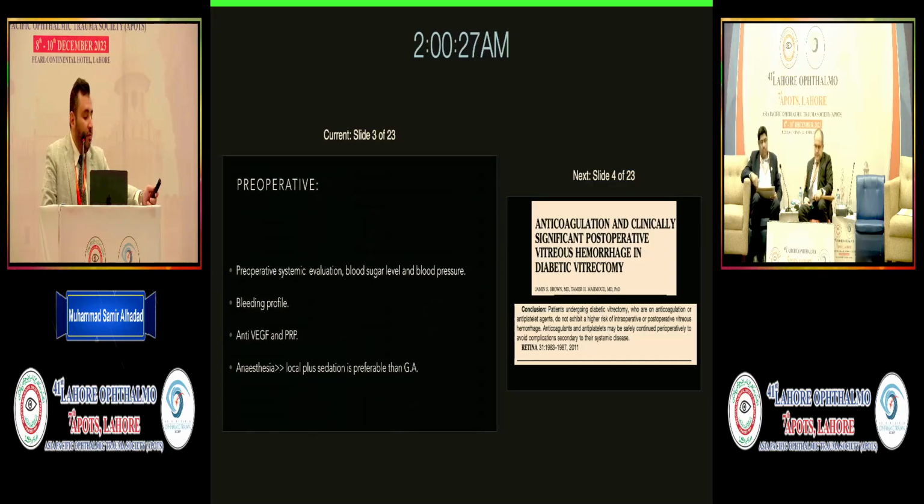The preoperative systemic evaluation is very important: blood sugar level, blood pressure, and bleeding profile of the patient. Anti-VEGF and PRP should be injected before the surgery, doing a proper PRP. Anesthesia, local plus sedation, is preferable to GA, and we are going to discuss this later.